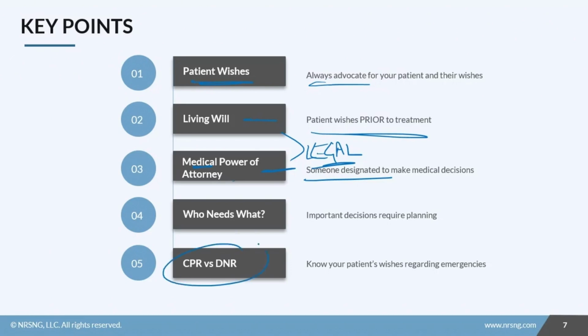And the last thing we need to remember is CPR versus DNR. So you need to know your patient's wishes regarding emergencies and code statuses. You should always know your patient's code status, regardless of how many patients you have. And you need to know, especially if you have a partial DNR, what the ins and outs of each one of those aspects are.